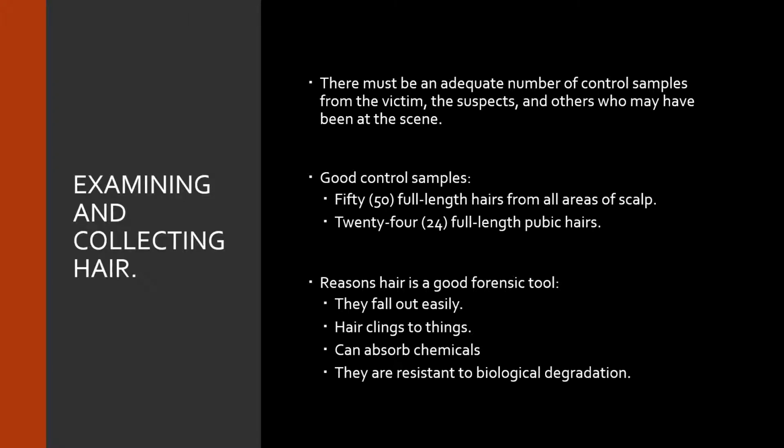Examining and collecting hair. There must be an adequate number of control samples from the victim, the suspects, and others who may have been at the scene. Good control samples: 50 full-length hairs from all areas of the scalp, 24 full-length pubic hairs. Reasons hair is a good forensic tool: they fall out easily, hair clings to things, can absorb chemicals, and they are resistant to biological degradation.